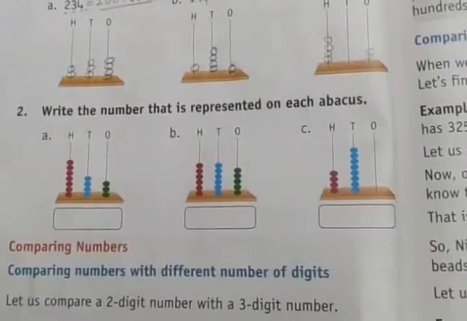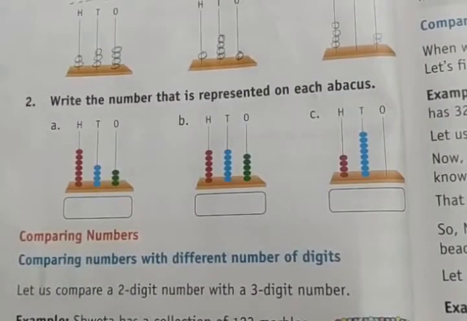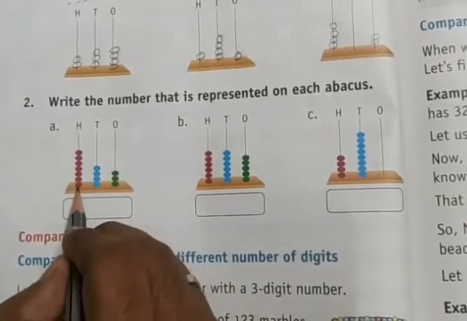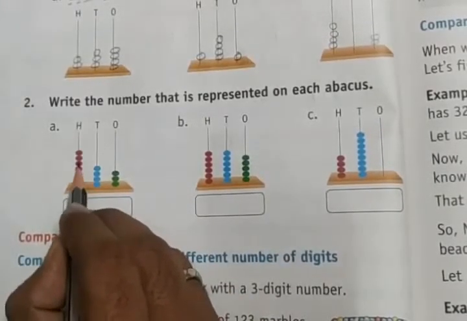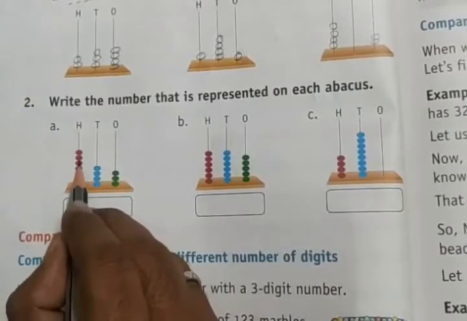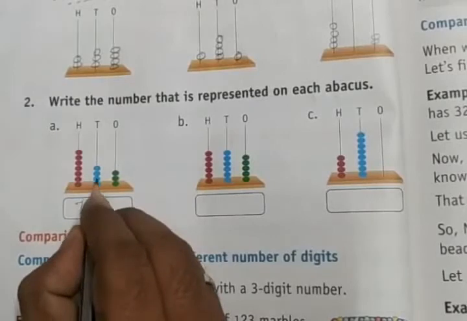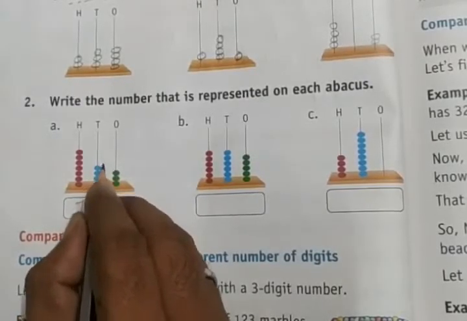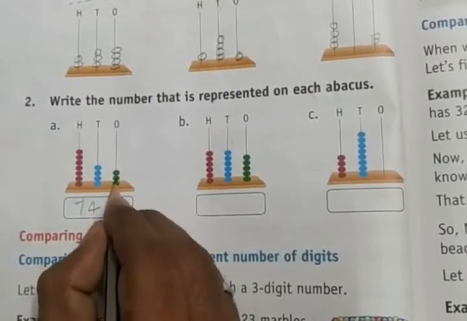Next is to write the number that is represented on each abacus. Earlier we represented the beads on the ones, tens and hundreds spikes. But here in this case, they have given the beads on the spikes. We have to read them and write the number. So let's read the hundreds: 1, 2, 3, 4, 5, 6, 7. That is 700. Then 1, 2, 3, 4, that is 40. Then 1, 2, 3.